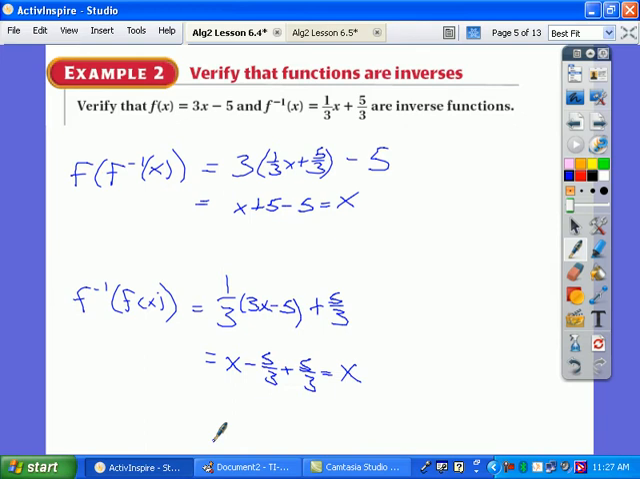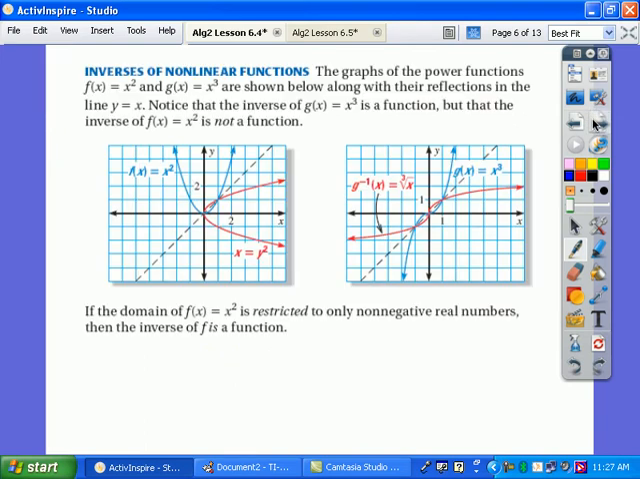Okay. So these are linear functions. This makes our life a little bit easier. Now we're talking about nonlinear functions, so quadratics or cubics. So I'd like to focus your attention on this graph here. What we have is y equals x squared.